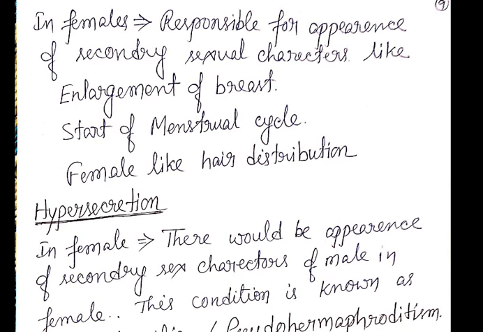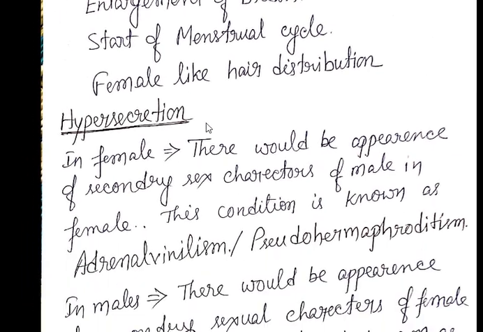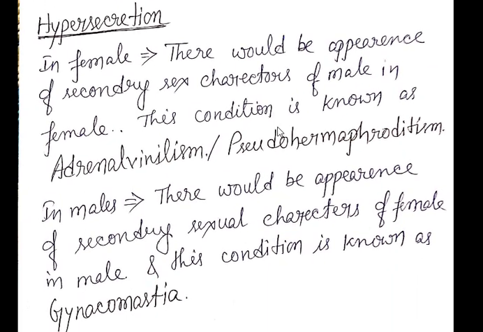Now if these hormones we have just discussed, androsterone, dehydroepiandrosterone, estrogen, progesterone, the sexocorticoids, are secreted more than the normal or optimum quantity, then what will happen? This is very interesting and very important. First we will discuss the case of female. So in case of female, what will happen? There would be appearance of secondary sexual characters of male in female. What does that mean?